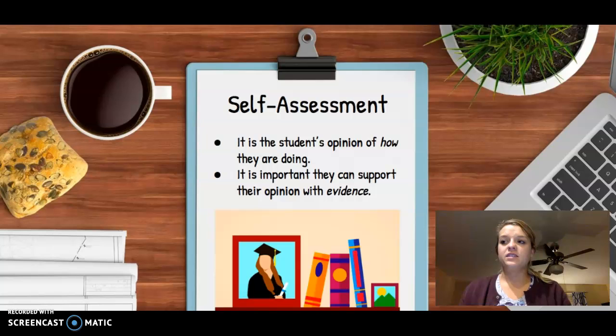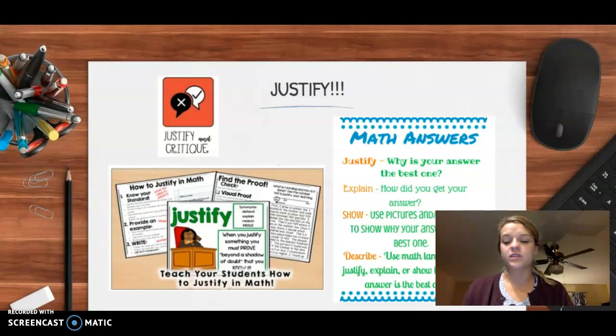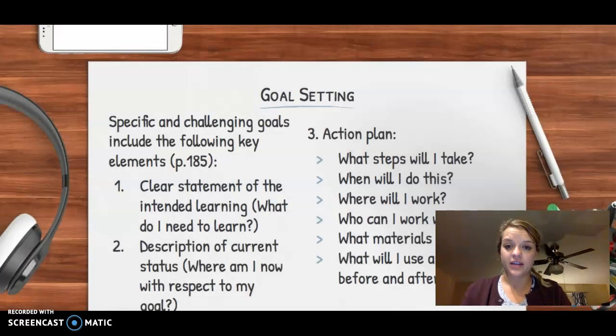Self-assessment is the student's opinion of how they're doing, and it's important that they can support their opinion with evidence. Their evidence is from the practice that they receive and the feedback that's given to them from those assessments and from you. Justifying their judgments or decisions with actual reference to their work and explaining why they did what they did is a crucial part of mathematics, but also of learning. This leads them to goal setting.